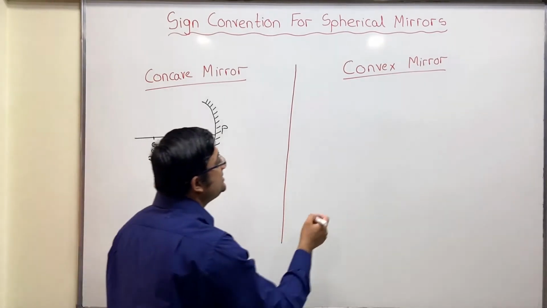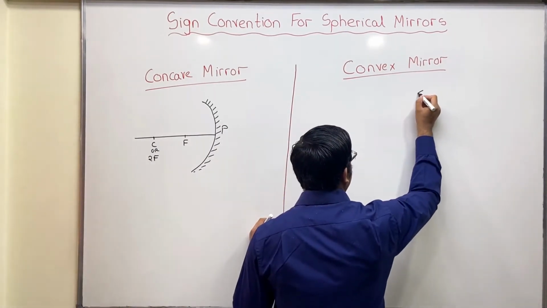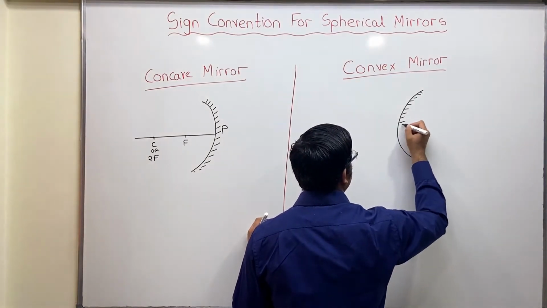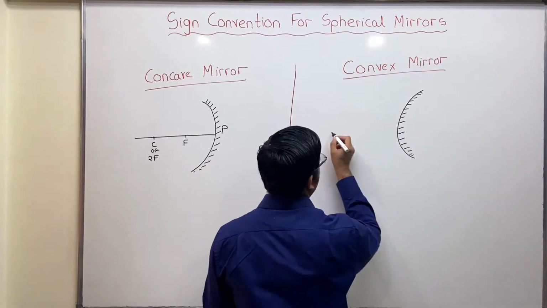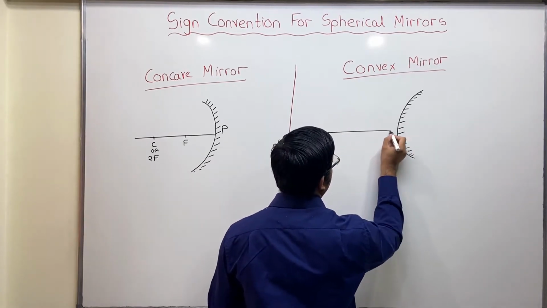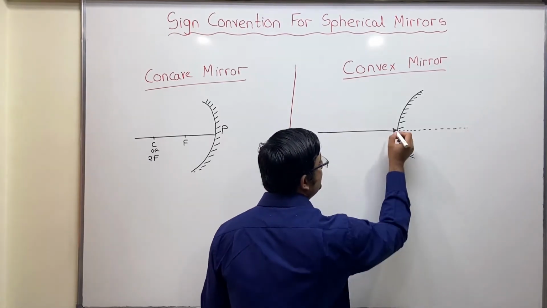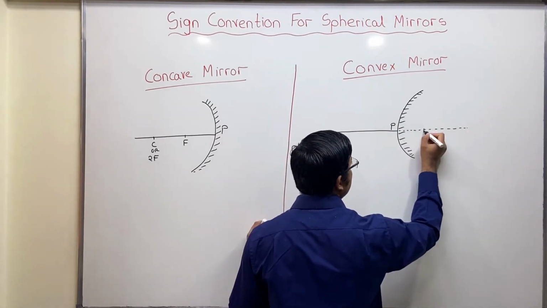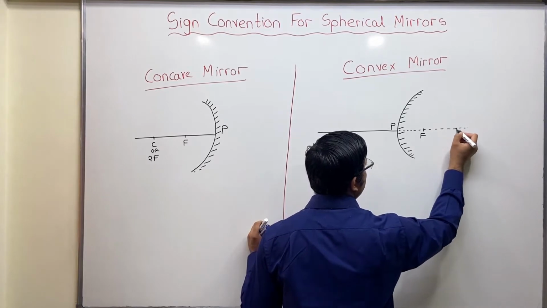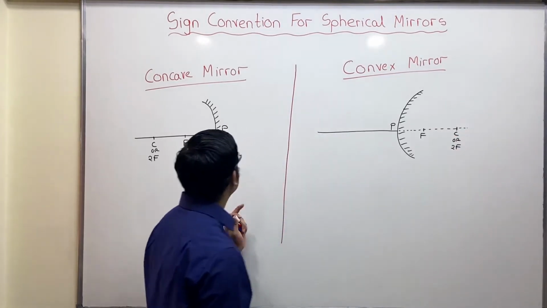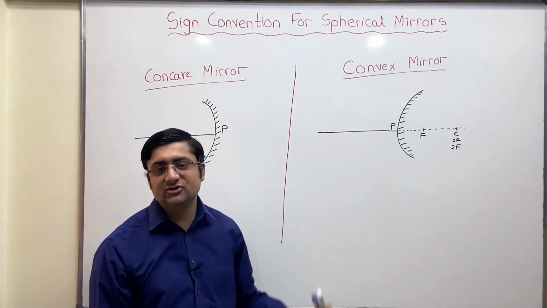Is this clear? Similarly, for a convex mirror, the reflecting surface is bulging outwards. So basically, this over here is the painted part. Let's draw the principal axis. Now, extend this over here. Is this clear? So this is the pole of the mirror. This over here is the virtual focus. This over here is center of curvature, or 2F. Is this clear? So this over here is a concave mirror, this is a convex mirror.